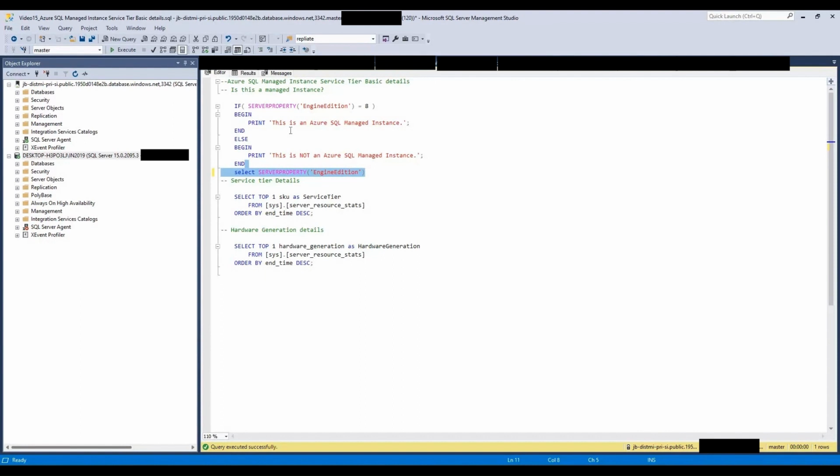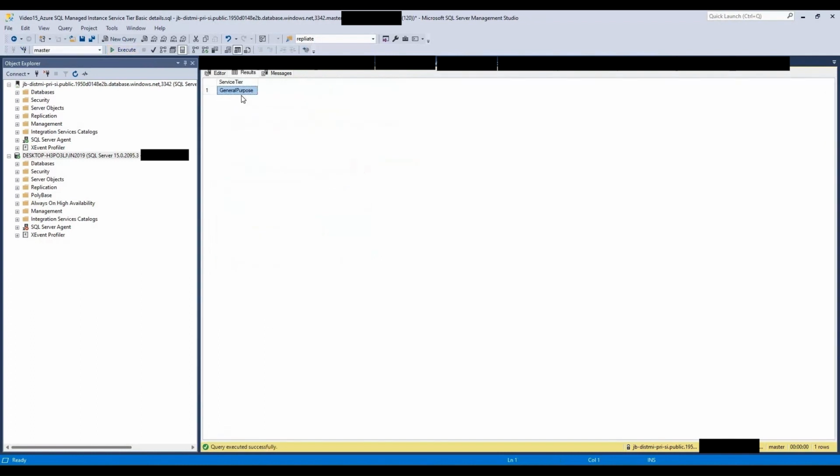Now we will discuss the T-SQL query using which we can find the service tier of Azure SQL Managed Instance. Here I'm selecting the top one SKU column from the DMV sys.server_resource_stats, and I'm ordering that value by end time. If I execute this particular query, I'm able to see that I have a general purpose managed instance.